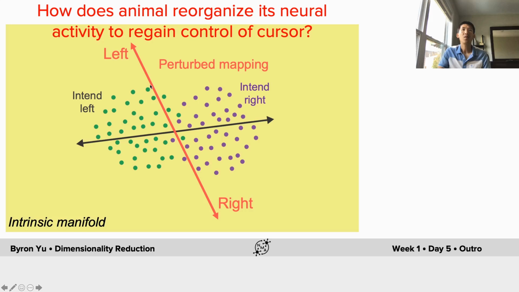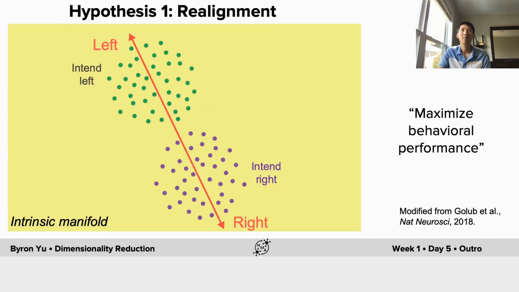So what we did was to form various hypotheses about how neural activity can reorganize, and then ask which one of these possibilities was most consistent with the data. Let me go through each of these hypotheses in turn. The first hypothesis is called realignment. You can think about this as maximizing behavioral performance.